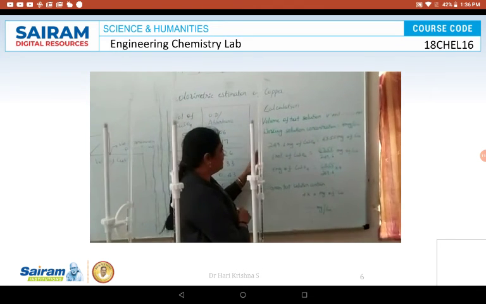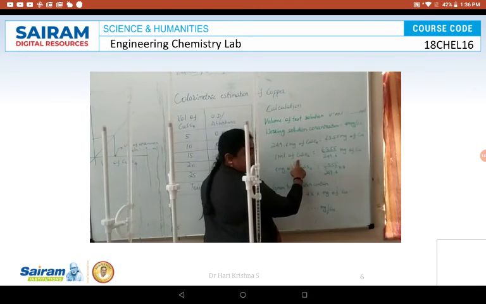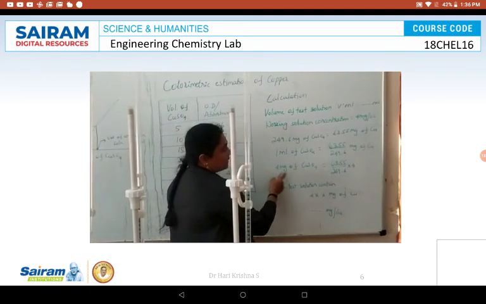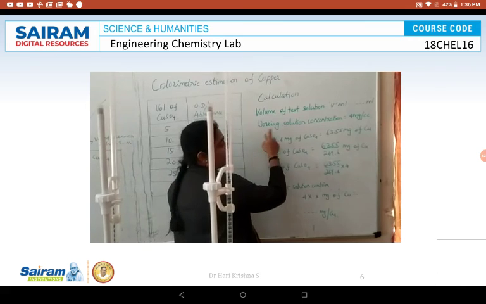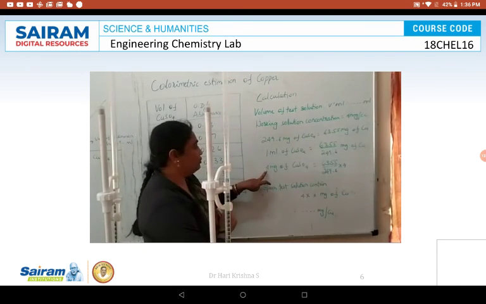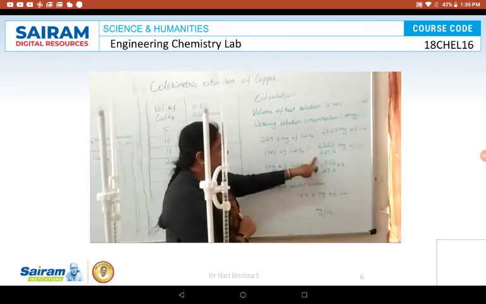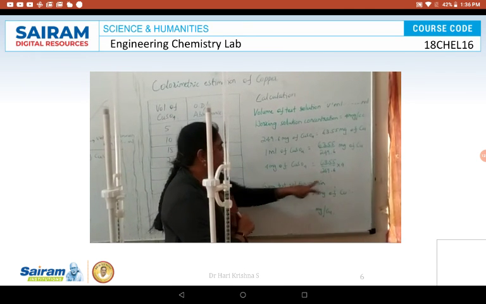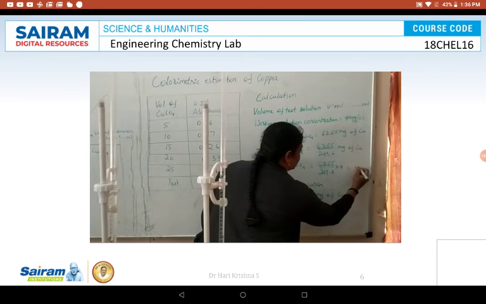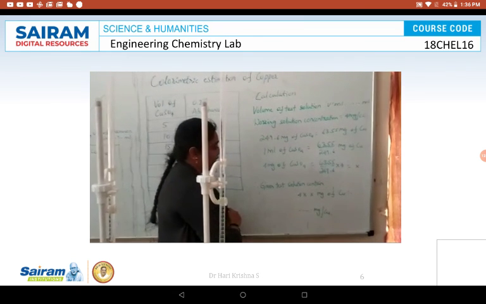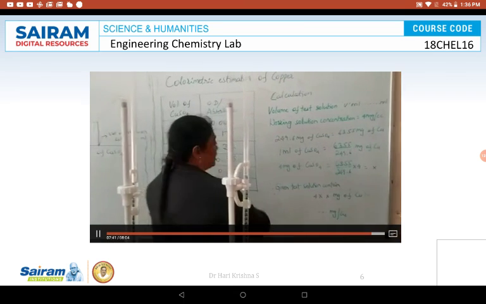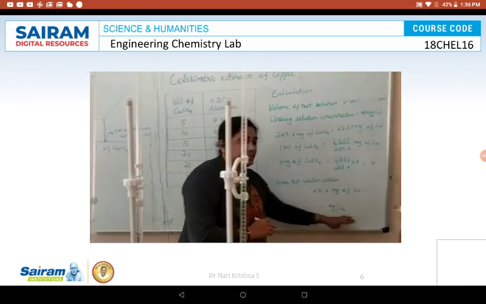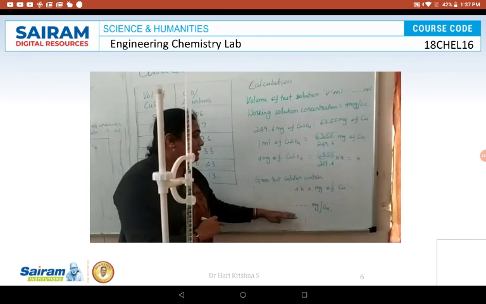The calculations include, see here, 1 ml of copper sulfate is equal to 63.55 by 249.6 milligrams of copper. So 4 milligrams of copper sulfate is equal to, because we are working with a solution of concentration 4 milligrams, 63.55 by 249.6 into 4. So we will get a value here, that is x. If you multiply with the volume of the test solution, you will get the final value, that is dash milligrams of copper sulfate per liter.